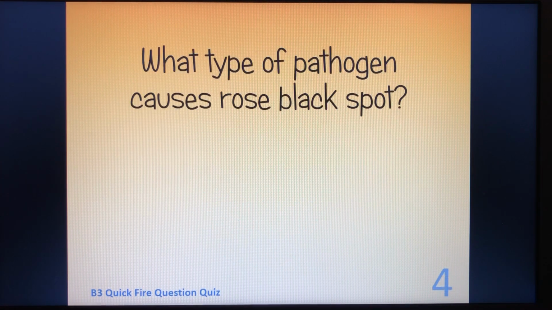Okay, that was how a pathogen spread. Moving on to question 4 now. What type of pathogen causes rose black spot? So we have 7 diseases that we need to know about in this topic. One of them is rose black spot. What type of pathogen causes rose black spot? Is it a bacteria, a virus, a fungi or a protist? And the answer is, it's a fungi.